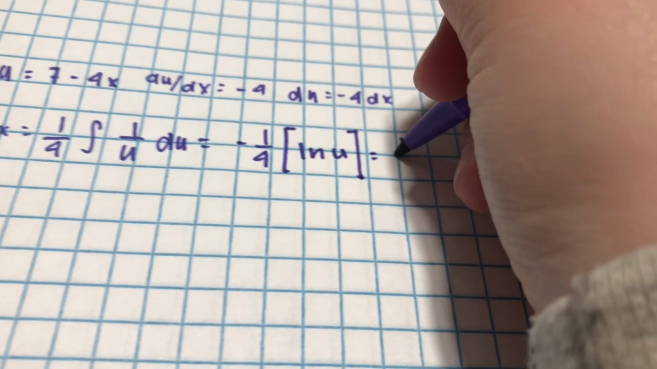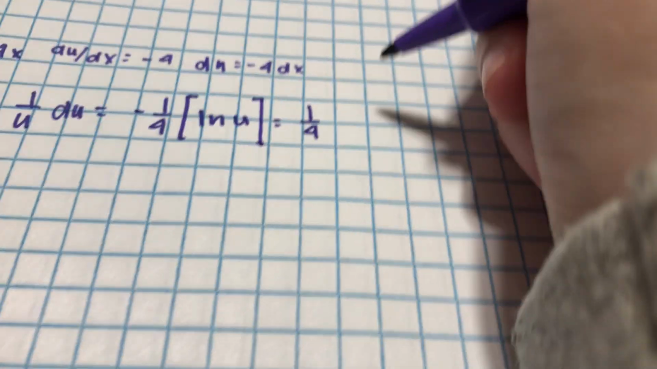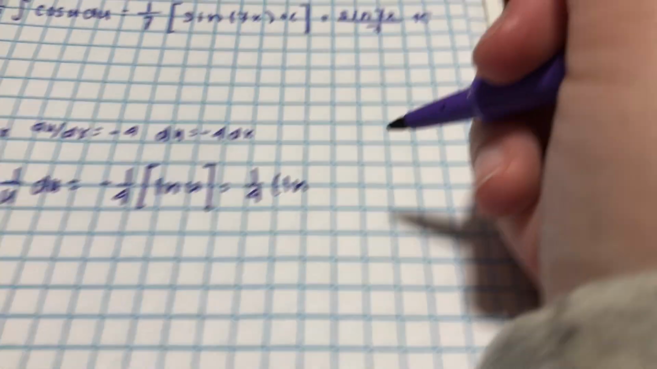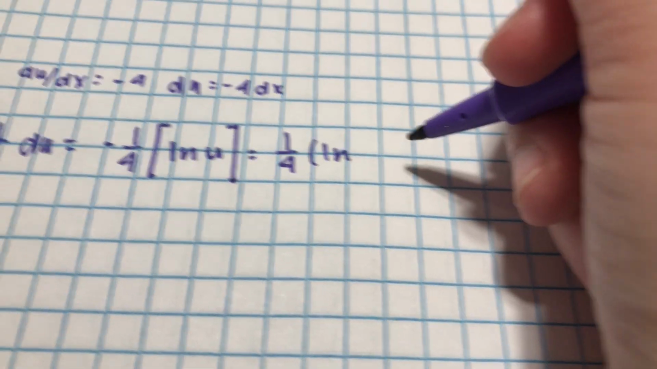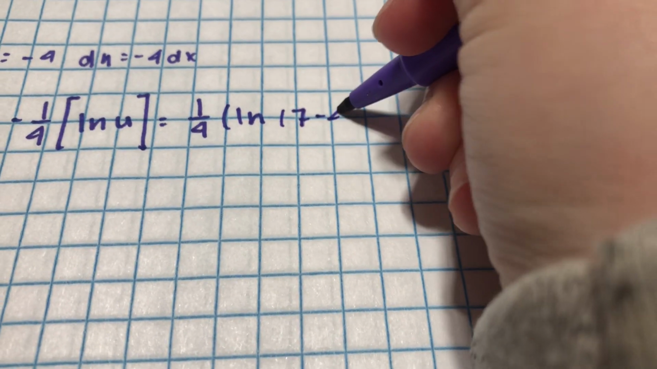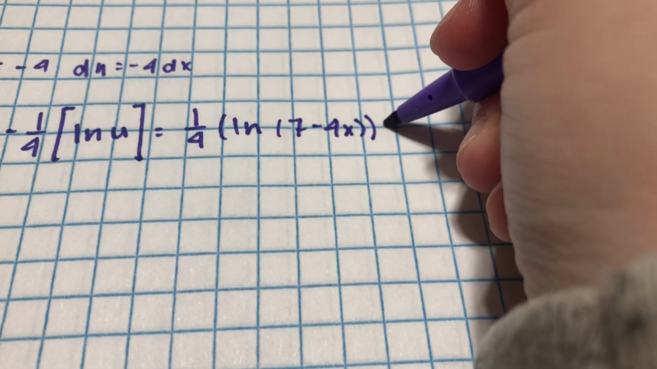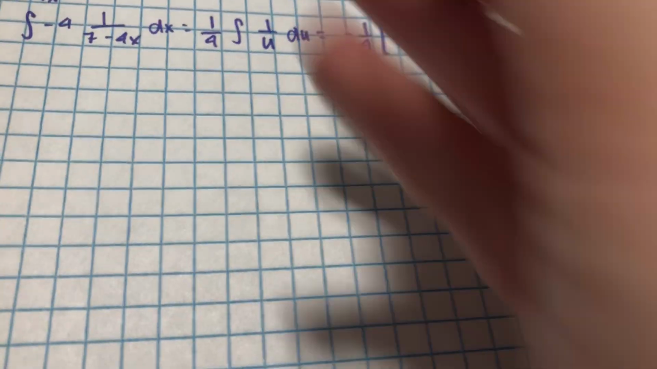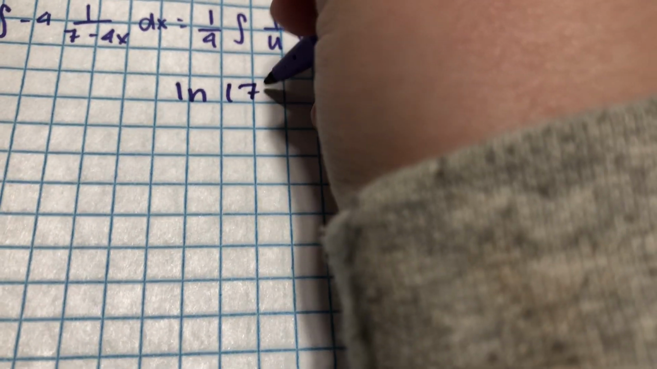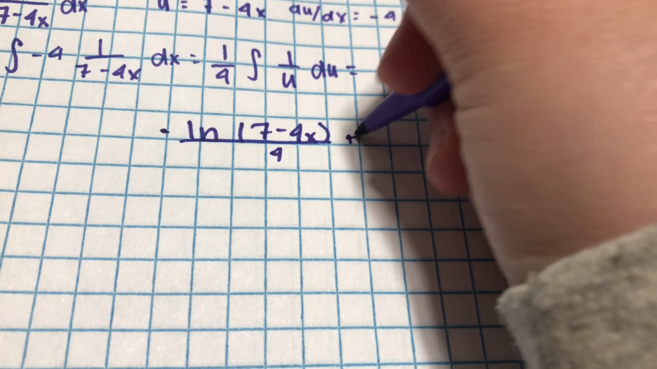And so we plug everything back in. We get negative 1 over 4 times the natural log, plugging back in our u, which is 7 minus 4x. So natural log of 7 minus 4x, plus c. And then we can rewrite this as the natural log of 7 minus 4x all over negative 4, plus c.